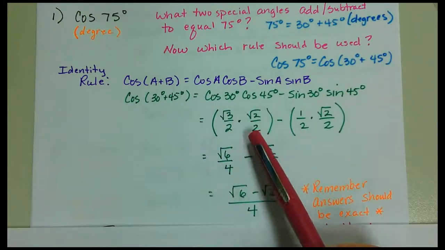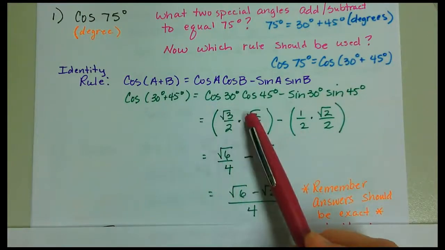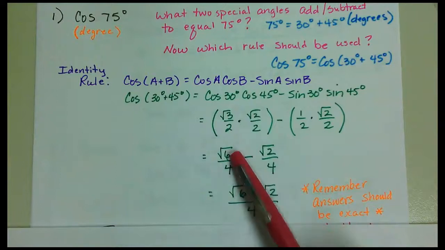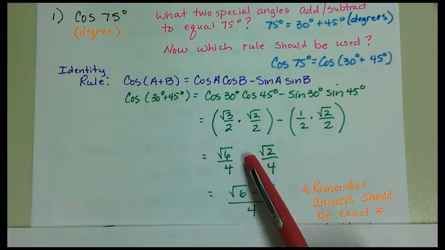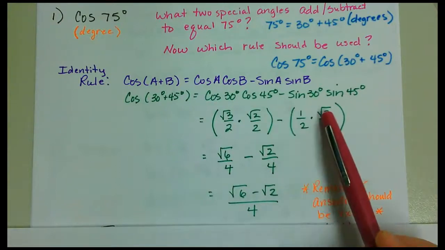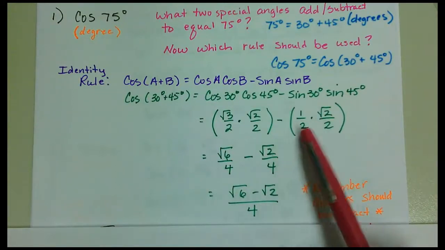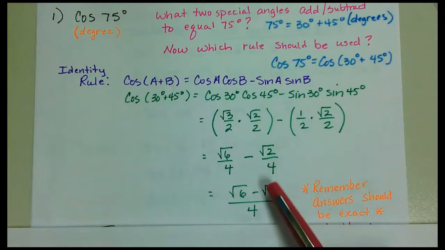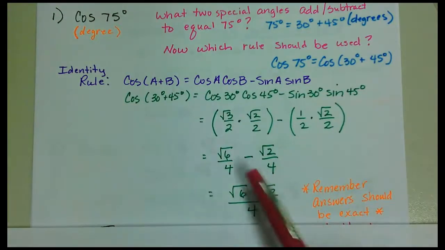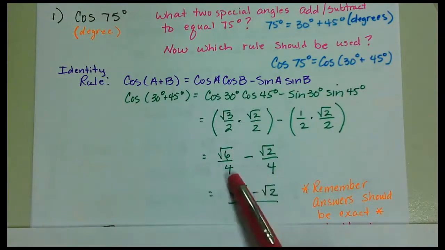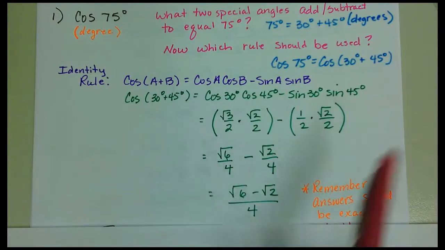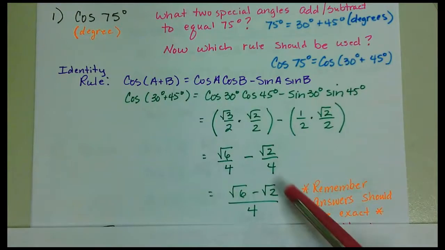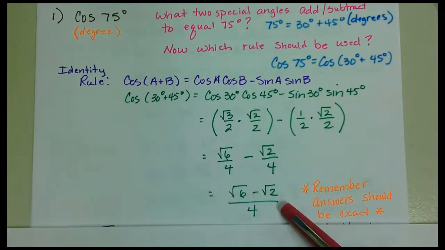Simplifying in here, when you're multiplying fractions, these have the same index, so you can multiply them together and get root 6. 2 times 2 is 4. Then you have your minus connecting the two pieces, and then again, 1 times anything is just itself. 2 times 2 is 4. So what I have when I put my fractions together as a single fraction, since they have a common denominator, is root 6 minus root 2 over 4. And remember, your answers have to be exact, so this is where you stop. You do not go to your calculator and give me a decimal.